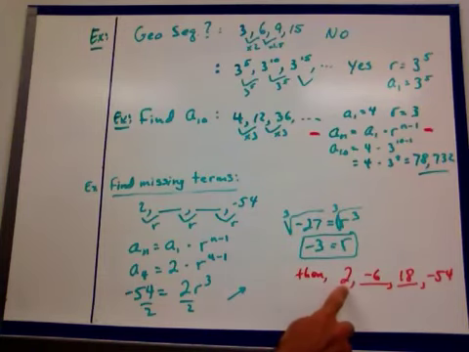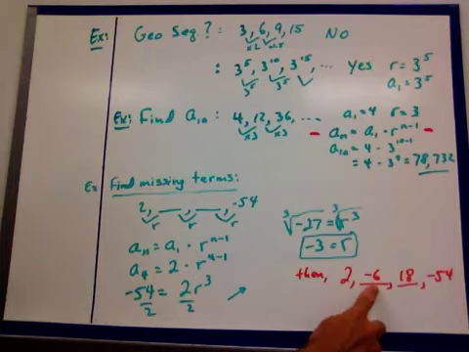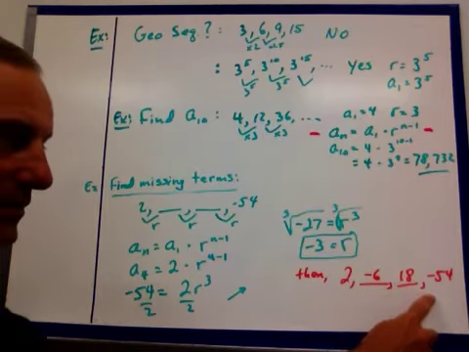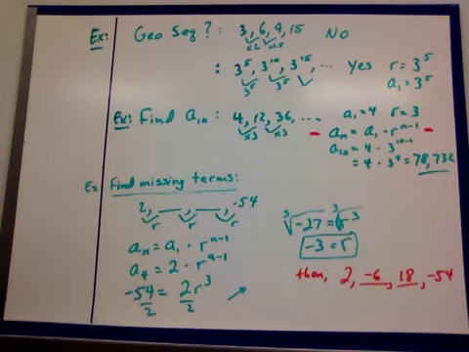So when I take 2 times negative 3, I get negative 6. Times negative 3, I get 18. Times negative 3, I get negative 54, so it fits. So there's a couple of examples, kind of get us kick-started for tomorrow.